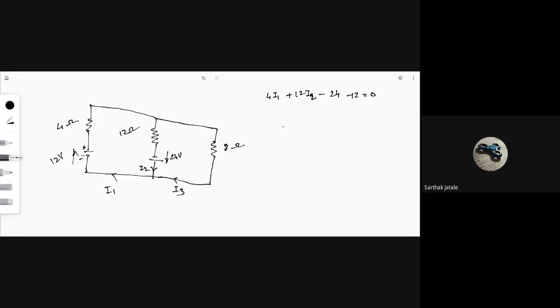Yes, sir. First loop, the left one. Okay, this one. Tell me. Sir, it will be 36 equal to 4I1 plus 12I2. 36 is exactly equal to 4I1 plus 12I2. Yes. Sir, next one will be 24 equal to 8I1 plus 20I2.